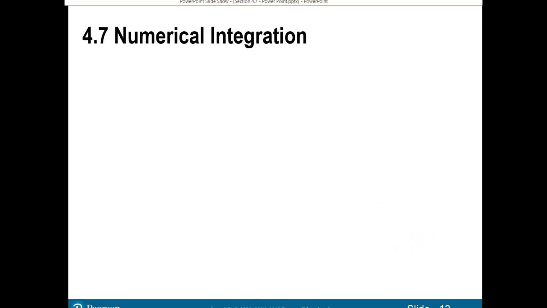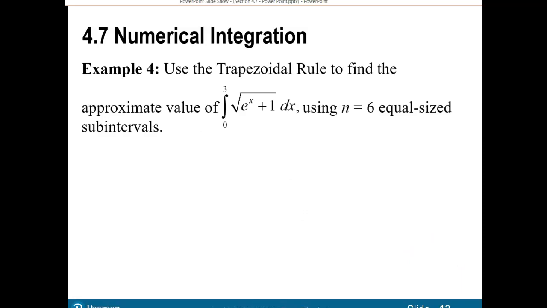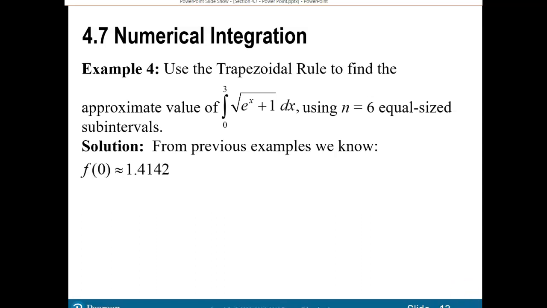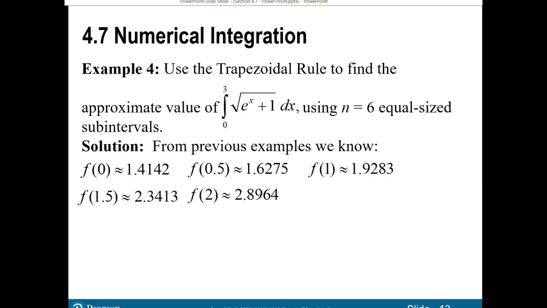Okay, so let's try this. So we're going to take that same problem again with n equals 6. From the previous example, we had calculated f of 0 before. In other words, just plug 0 into the function, because that was a. Our subinterval endpoints were 0.5, 1, 1.5. We already figured those out. So we're plugging all of those into our function all the way to the end. So plug in each subinterval endpoint: 0, 0.5, 1, 1.5, 2, 2.5, and 3.